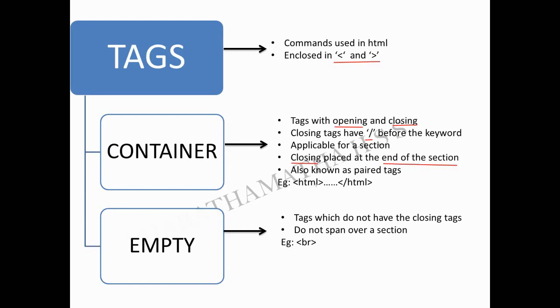This container tag is also known as a paired tag. Is it clear? So when asked what a container tag is, these are the points you have to write. Everything clearly you have to write: the tags with opening and closing; closing tags have a forward slash before the keyword; applicable for a section; closing placed at the end of the section; also known as paired tags.